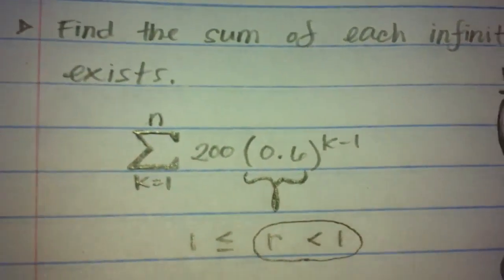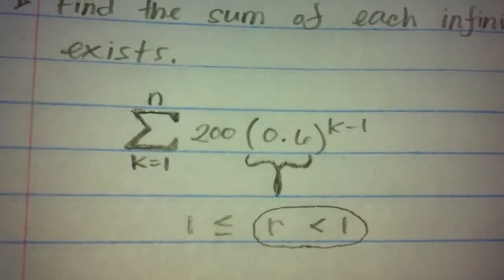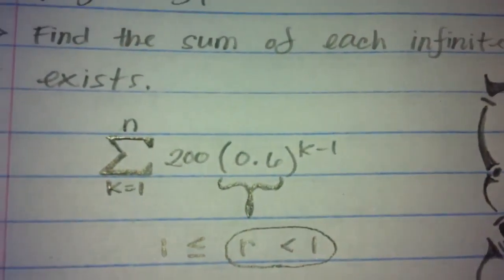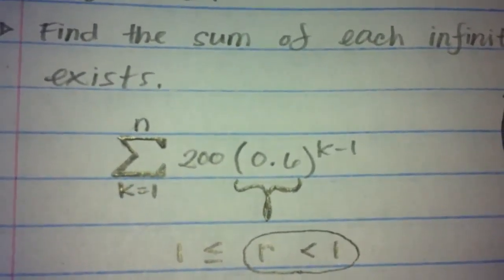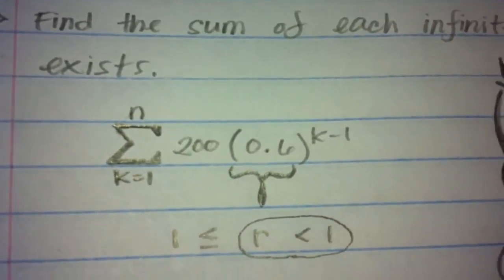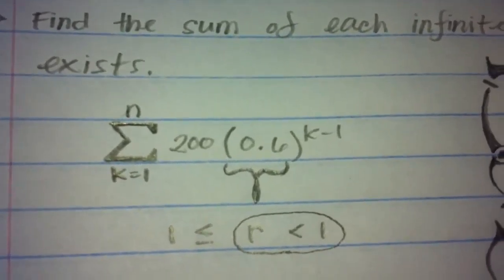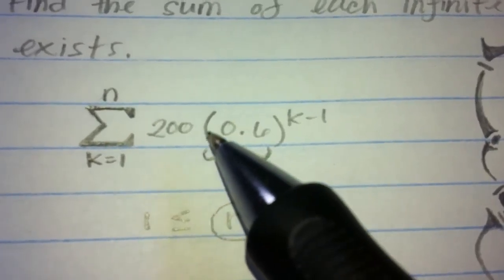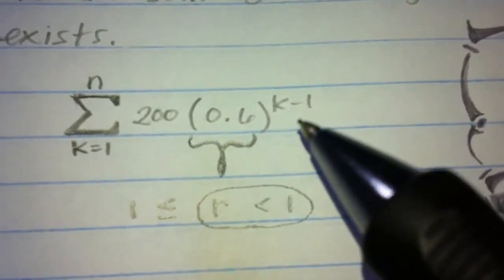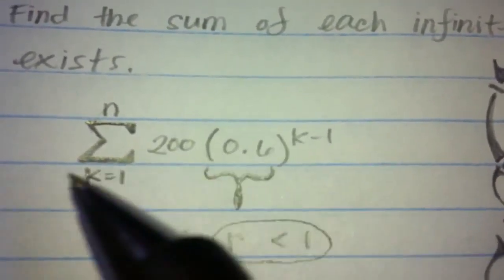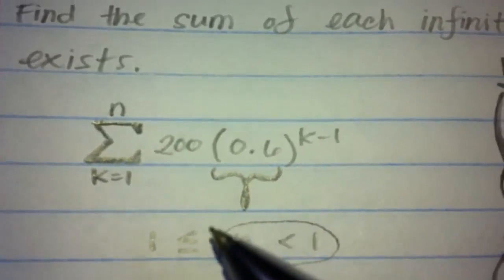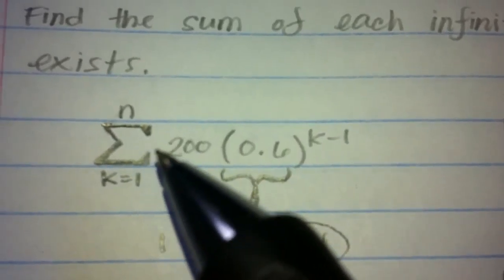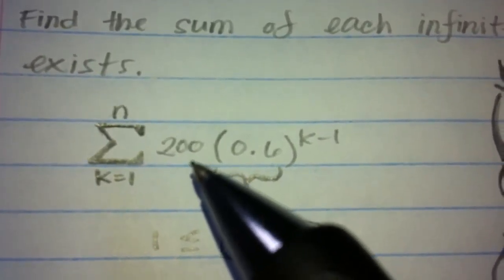So we are given n, the infinity symbol over the sigma, and then k equals 1. So that's the number of terms, and n represents the infinite. And then the explicit rule, which is 200 times 0.6 to the power of k minus 1. This is the explicit rule. Now 0.6 is the ratio because it's multiplied by 200.